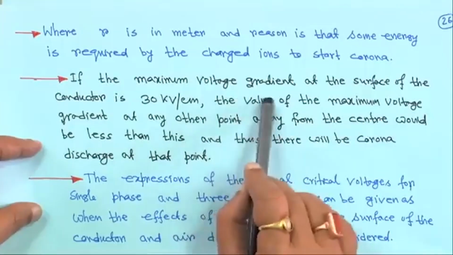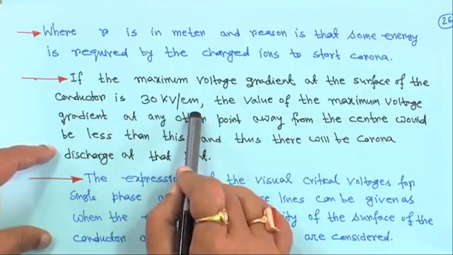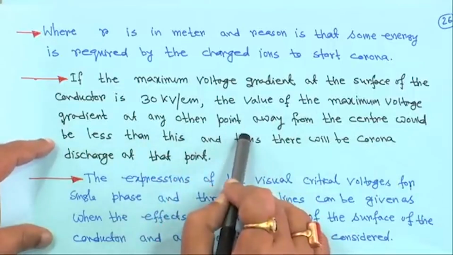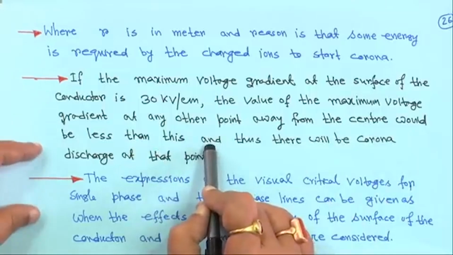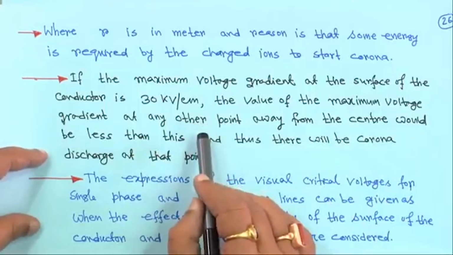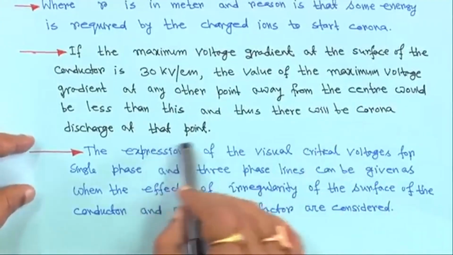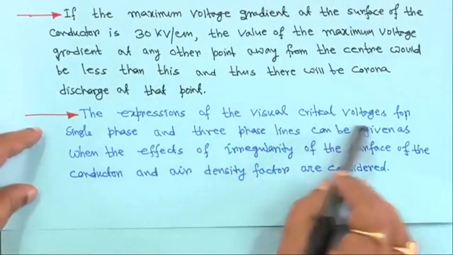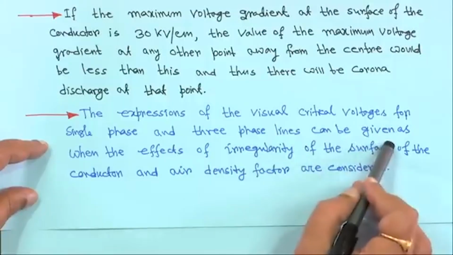So, if the maximum voltage gradient at the surface of the conductor is say 30 kilovolt per centimeter, the value of the maximum voltage gradient at any other point away from the center would be less than this. If you move away from the conductor, then naturally it will be less than that, and thus there will not be corona discharge at that point. Therefore, the expression of the visual critical voltage for the single phase and 3 phase lines can be given as follows.